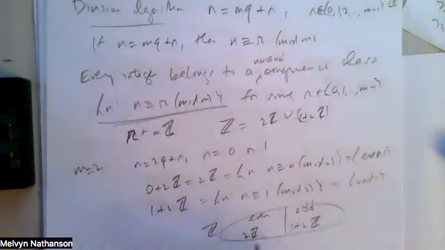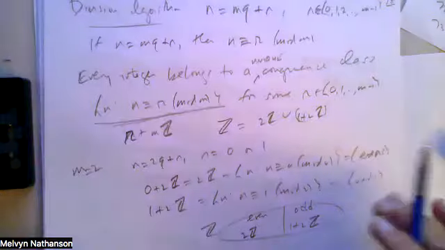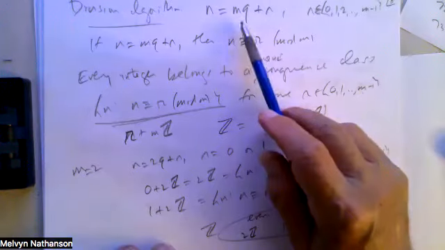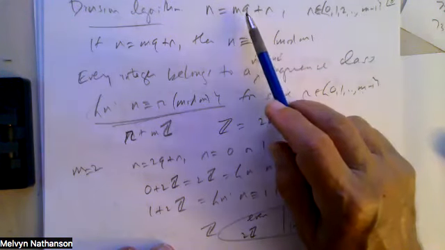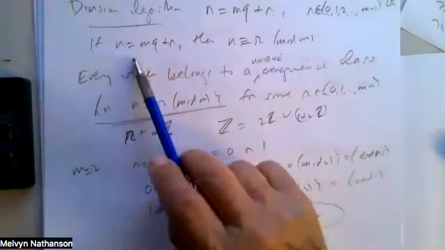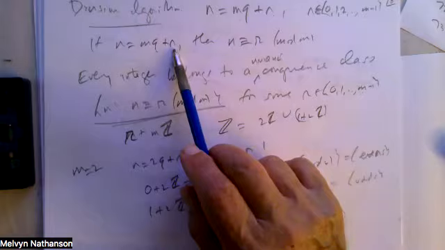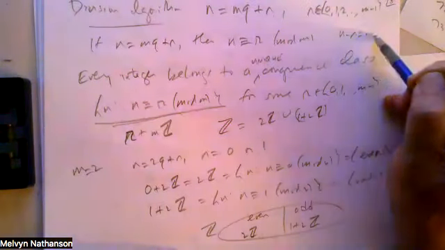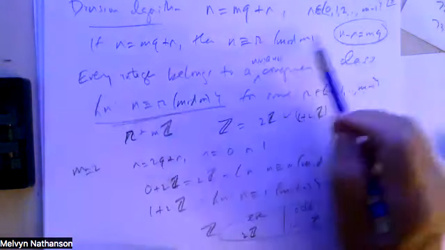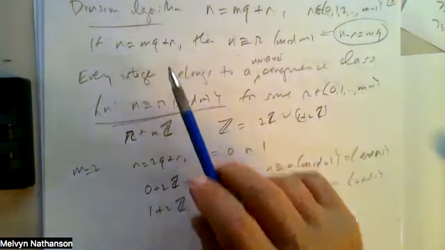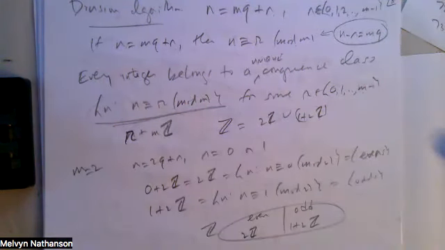I'll give you the division algorithm. So it's not a definition, this is the division algorithm. Every number, if you divide it by m, gives you a unique quotient and remainder, and the remainder is between 0 and m minus 1. If n is mq plus r, then n minus r is m times q, which means n is congruent to r mod m. So every number is congruent to its remainder when you divide by m.